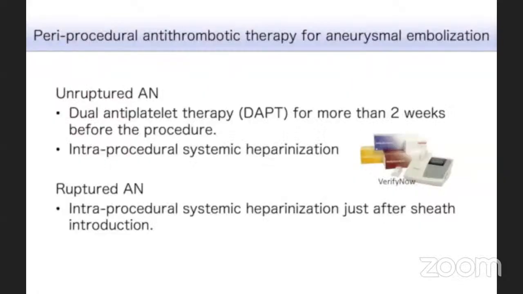This slide is about peri-procedural antithrombotic therapy. When we treat unruptured aneurysm, dual antiplatelet therapy DAPT starts at least 2 weeks before the embolization. Hyperresponder for clopidogrel is frequent in Asian people. We do platelet function testing before treatment, and we do intra-procedural heparinization. As for ruptured aneurysm, we do only intra-procedural systemic heparinization just after sheath introduction.